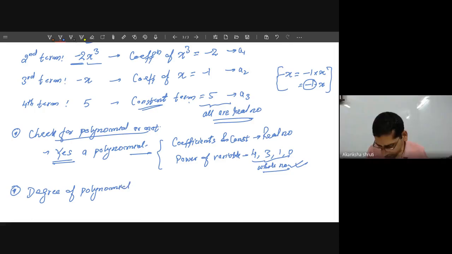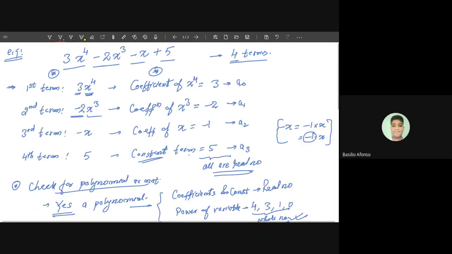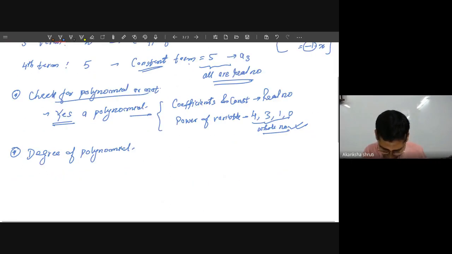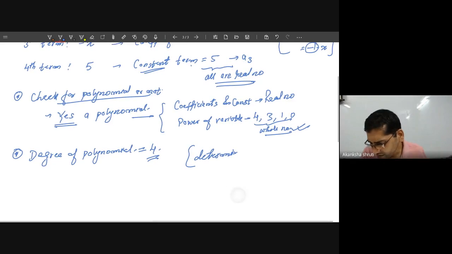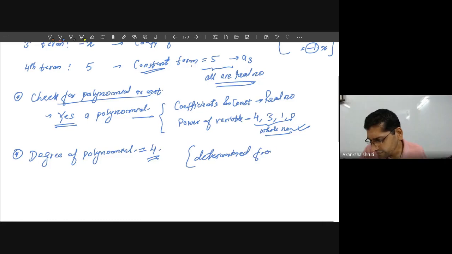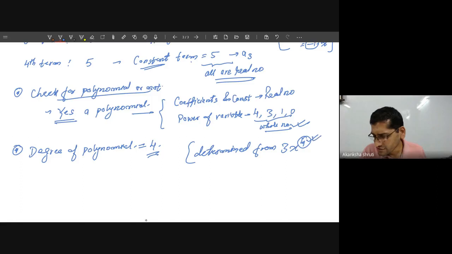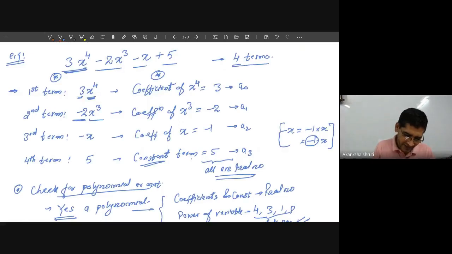So degree is always considered as 4, for the highest power of variable. Here the first term that we are getting is 4. So it is determined from which term? Determined from 3x to the power 4. So this 4 is taken. Okay, student?